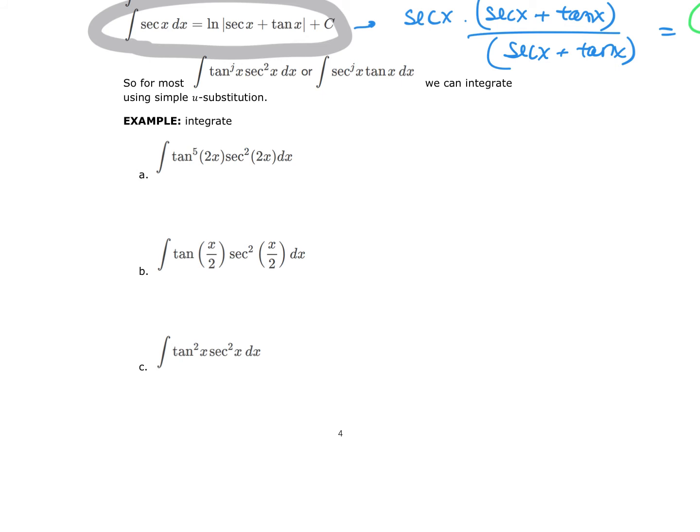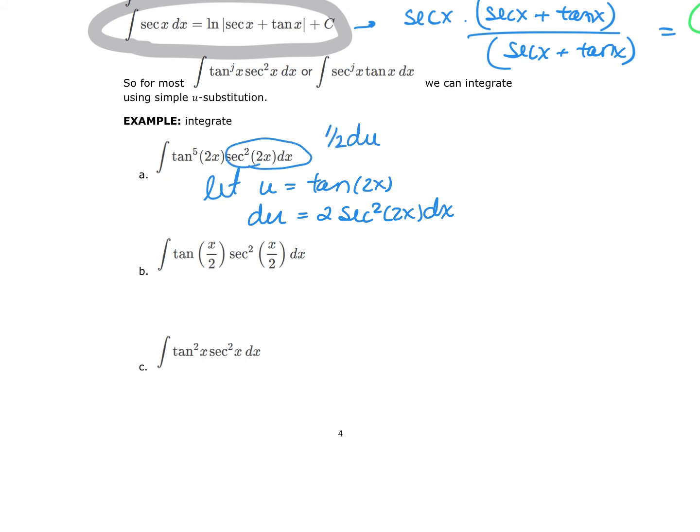For this first one, it's a nice, easy u sub. We're going to say let u equal the tangent of 2x, and du is going to equal the secant squared of 2x dx. So this gets replaced with 1/2 du, because remember I don't see the 2 there, so I have to make that adjustment. This is just u to the 5th, and so I'm really integrating 1/2 u to the 5th du. And nice, easy integration. Don't forget to back sub.